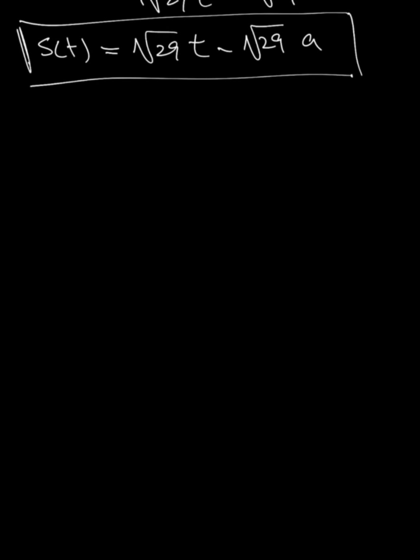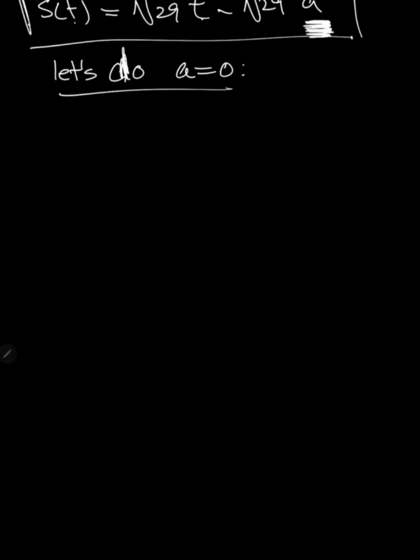Let me look at a few values and then look at the corresponding points on my curve. So let me do a tiny little chart here. We've said the start point was time equals a. Another way to say it, when time is equal to a, s of t is equal to 0. You can see s of a is equal to root 29 a minus root 29 a. But let me actually do this example where a equals 0, just for simplicity's sake. Then my s of t would be just root 29 t.